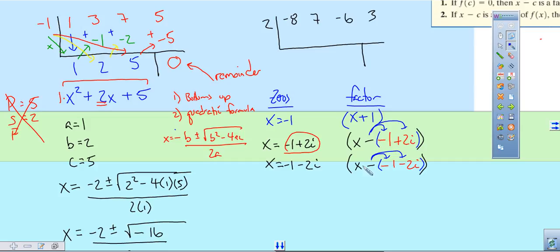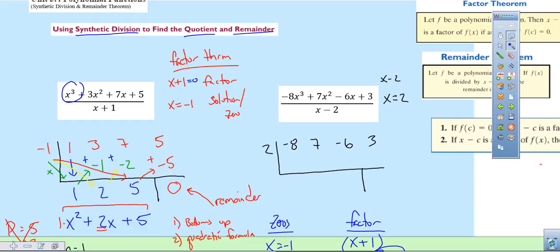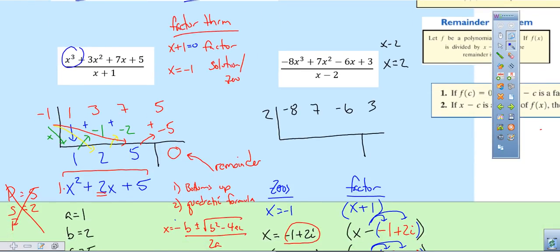All right, so there we are, basically using synthetic division to find all the factors and all of the zeros, in a case where we came out with imaginary solutions.